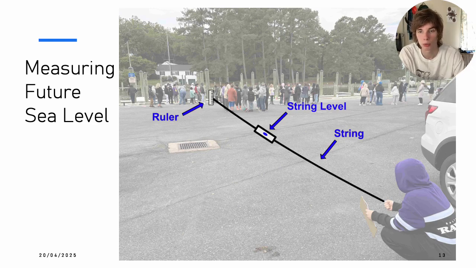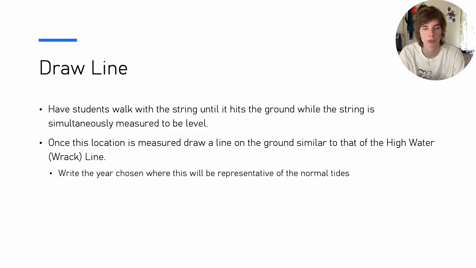And so with 1 foot in mind, you're going to get someone to hold the ruler at the original rack line that was chalked out. Have a piece of string 1 foot above the ground, and then you're going to walk the string over, making sure that the string stays level using the string level until the string hits the ground. And then from there, you're going to draw the new sea level line using chalk. So you'll have 2 lines, the original rack line and then the predicted sea level line. And then you'll also need to write the year that the line represents, so we don't forget.